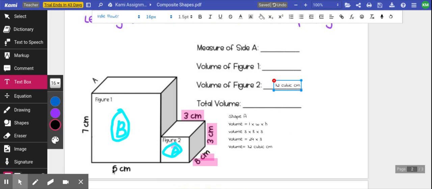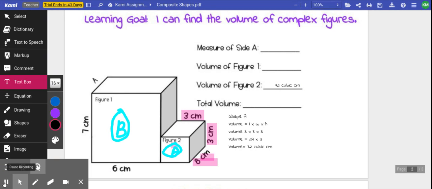I want you to think about, what do you think is the width of shape B? Now remember, in order for you to figure out the width of shape B, you have to use figure 2 or shape A to figure out that missing dimension. So what do you think the width is? In order for you to figure out shape B's width, you would have to know shape A's width.